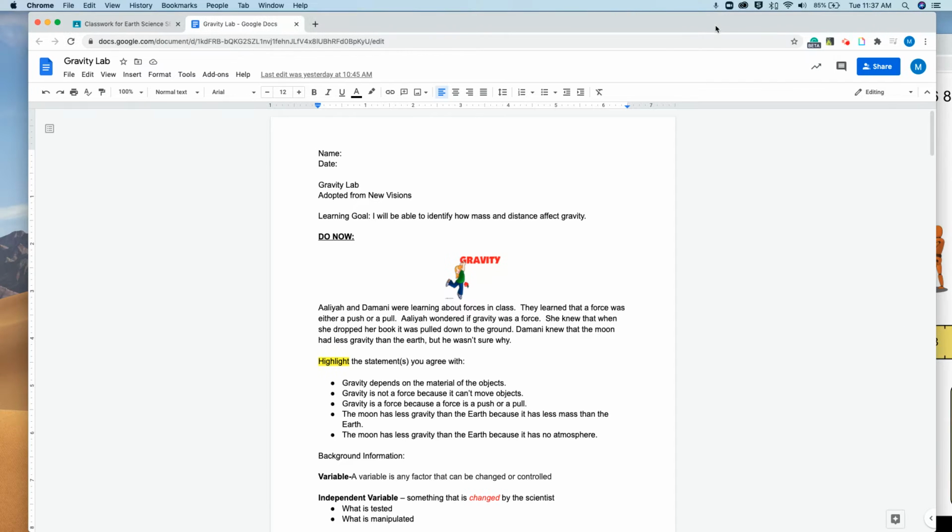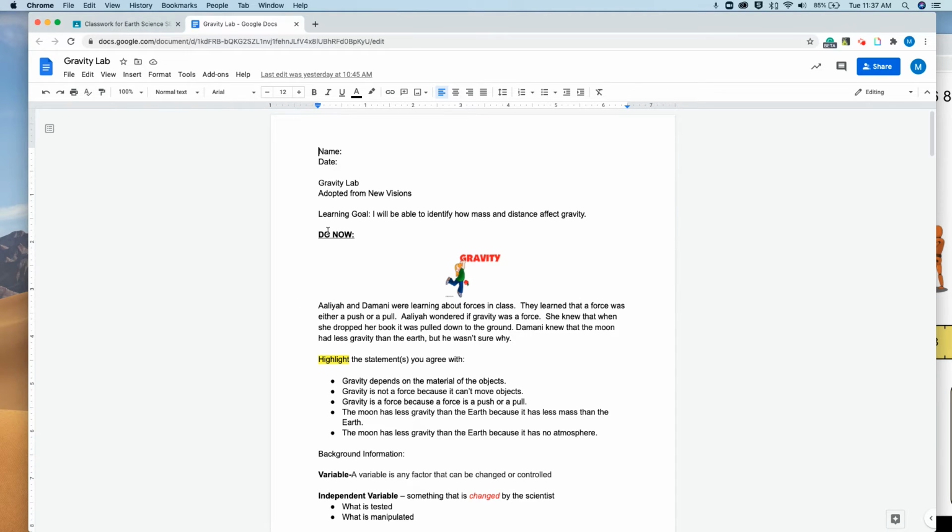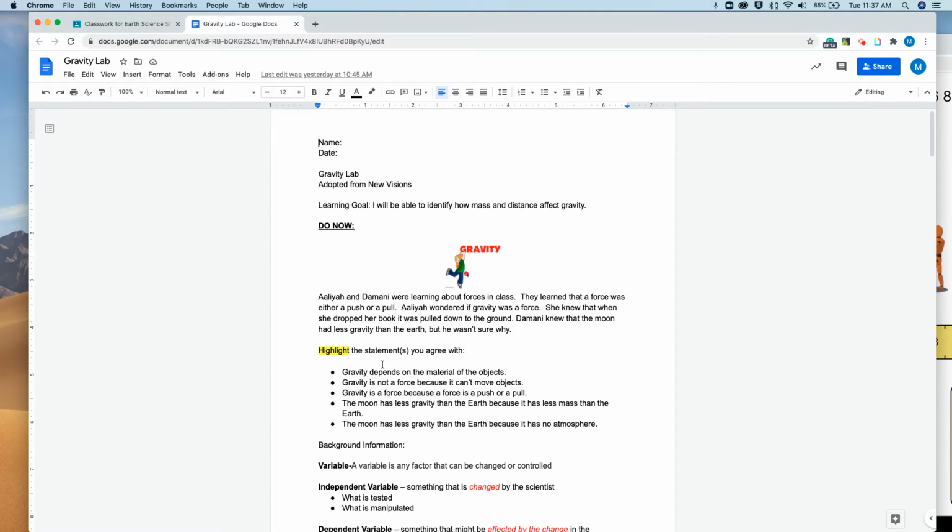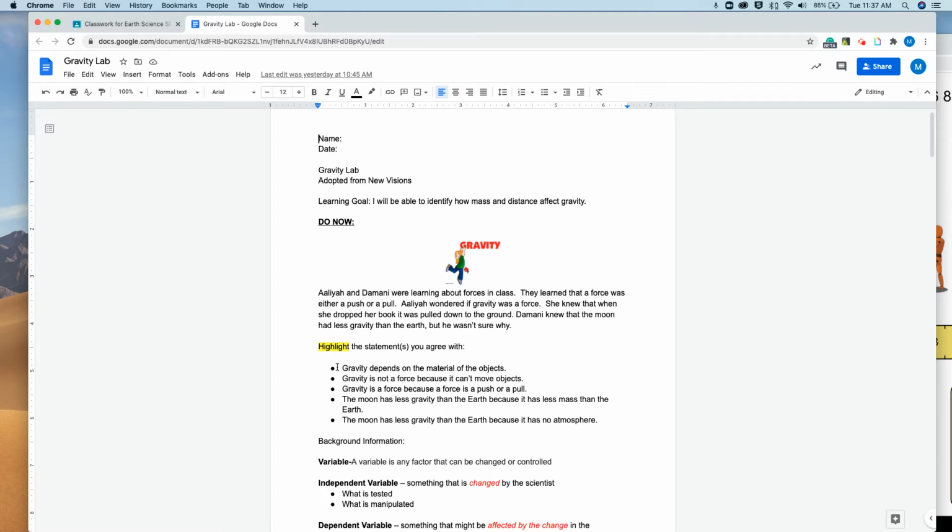Okay, so for the gravity lab, we're going to be looking at how distance and mass affect the force of gravity. So what you'll have is your regular gravity lab that looks like this. There's a do now question, which is this paragraph, and you're going to highlight the statements that you agree with. So there are 1, 2, 3, 4, 5 statements.